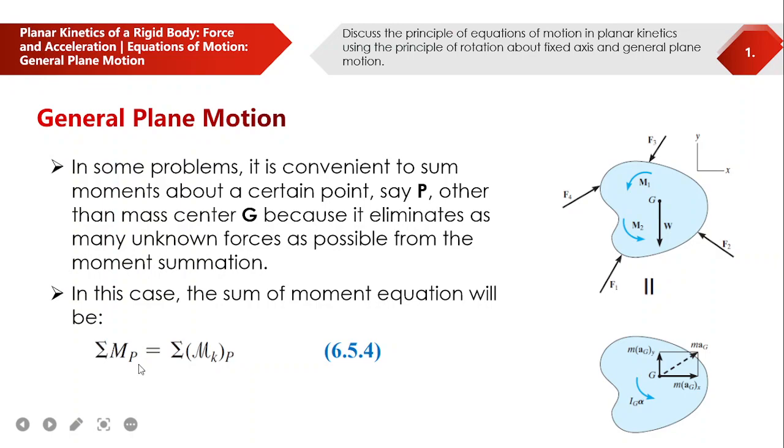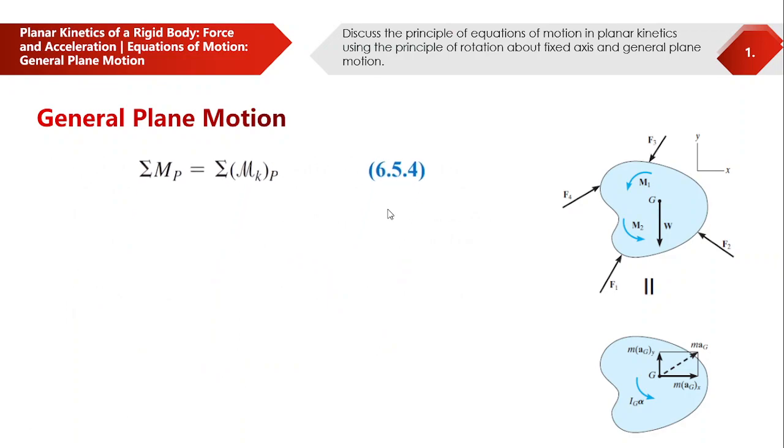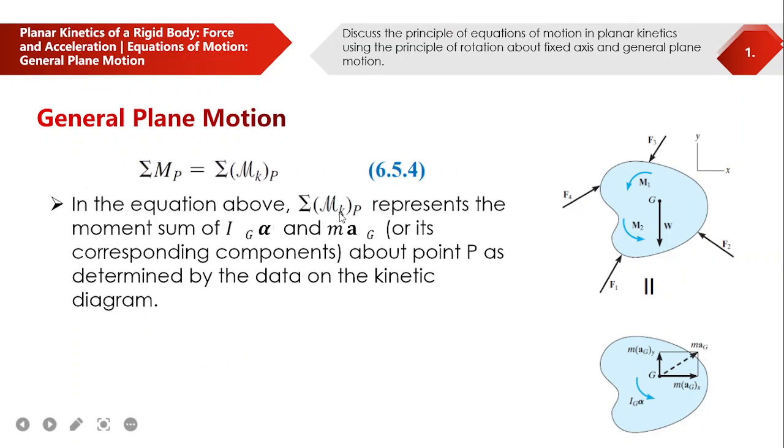So, in this case, the sum of moment equation will be, ayan. Summation of all the moments at point P or any point of our body here, then equal lang doon sa summation of all the kinetic moments at point P as well. Okay? So, in the equation above, the summation of the kinetic moments at point P represents the moment sum of I sub G times alpha and mass times the acceleration at point G, or its corresponding components about point P, as determined by the data on the kinetic diagram. Ito, kumbaga. Okay?